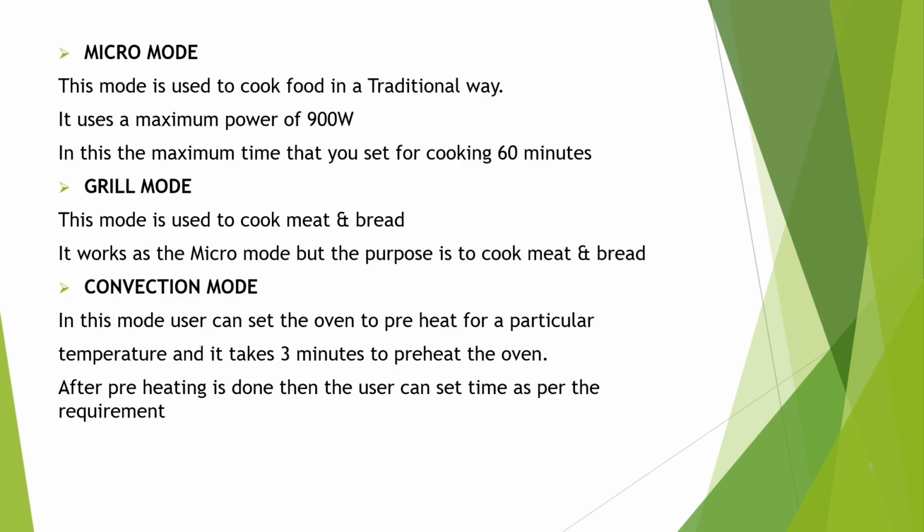First mode, micro mode. This mode is used to cook food in a traditional way. It uses a maximum power of 900 watts. Next, grill mode. This mode is used to cook meat and bread. It works like micro mode, but the purpose is to cook meat and bread. Convection mode. In this mode, the user can set the oven to preheat to a particular temperature, and it takes 3 minutes to preheat the oven.